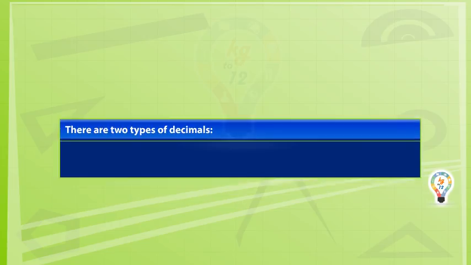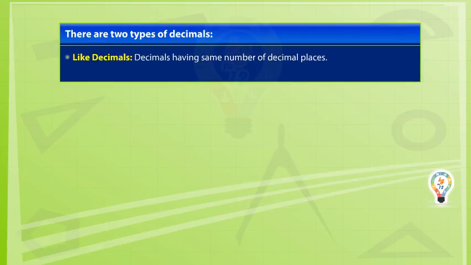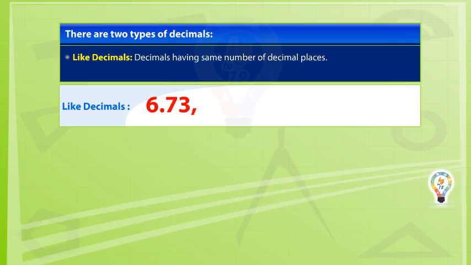Steps for adding decimals. Convert the given decimals into like decimals by putting an extra zero if required. Arrange the decimals in column form. Add as in the case of whole numbers. In the sum, put the decimal point directly under the decimal points of the given numbers.